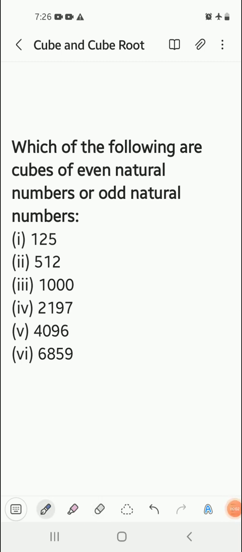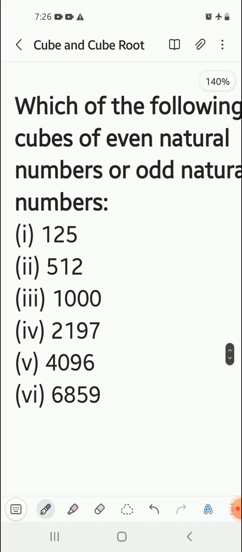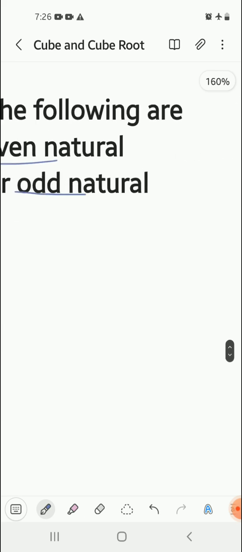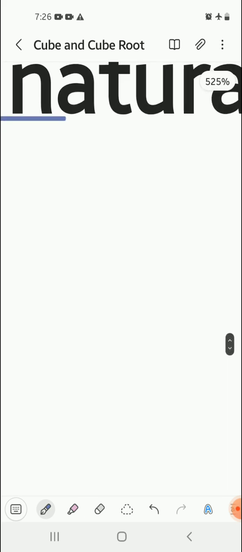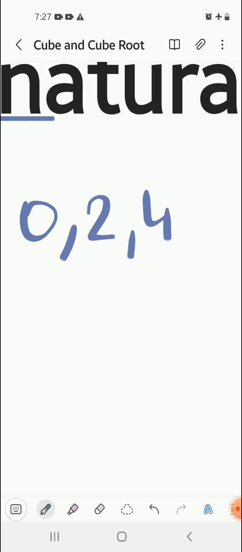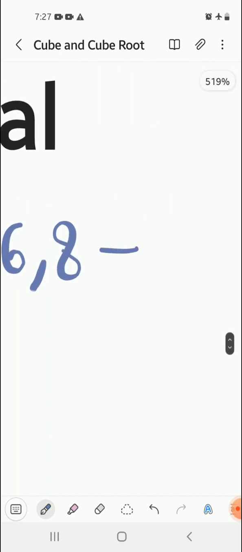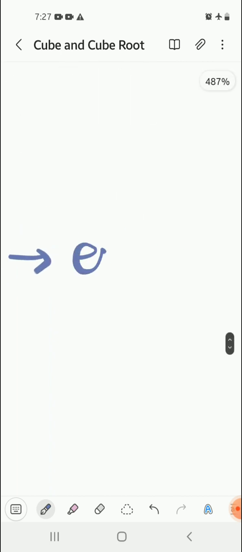Today we are going to discuss how we can find the nature of a cube of a number. Now see, first you have to understand what is an even number and what is an odd number. For a quick recap, a number that is divisible by 2, that is a number that ends with 0, 2, 4, 6 or 8, is known as an even number.